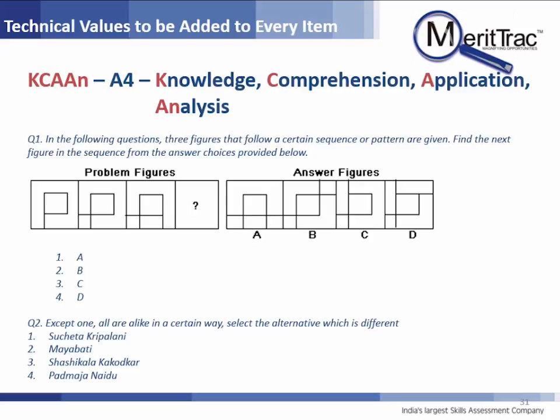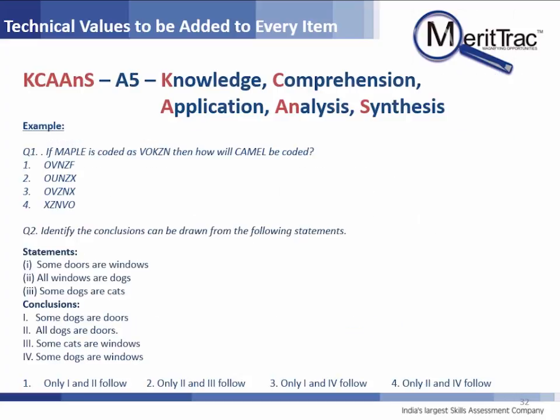And then we would try to laterally think, which is nothing but analyzing which one fits here the best. So, if A fits here the best, A would be the answer. If B fits the best, then B would be the answer. If C fits the best, then of course C would be the answer, and similarly D. Which means that there is an analysis component in this particular item, which will take it to cluster A4.